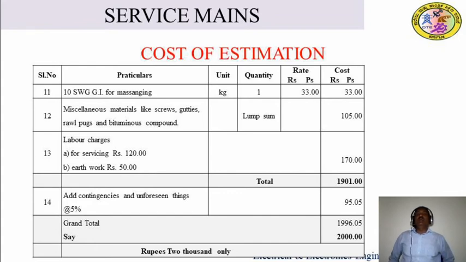Then if we add the total amount and the contingency amount, the grand total will be 1996 rupees 5 paise. This amount we consider as a rounded amount, that is 2000. So the total estimated cost should be rupees 2000 only. You have to write it in words. Okay, so in this way we have to calculate the power supply to the three-phase factory.